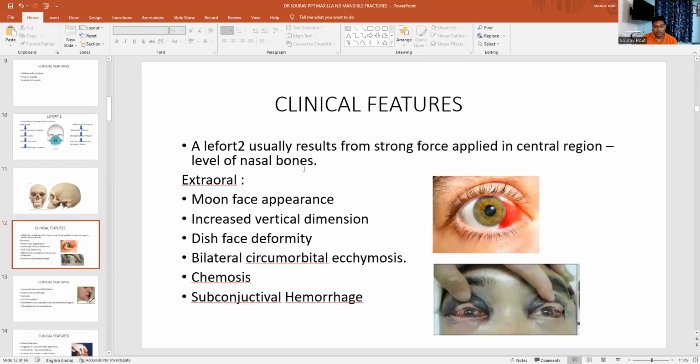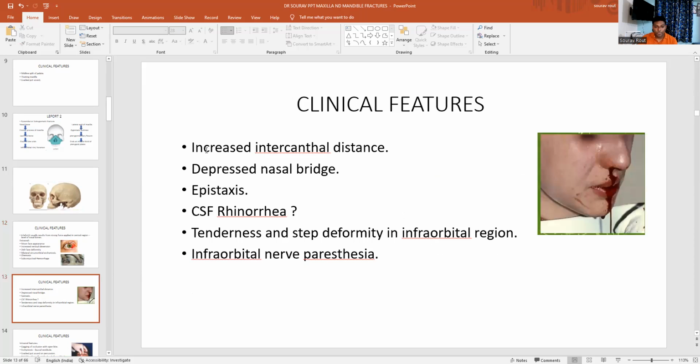What are the clinical features? Clinical features of Lefort 2 usually result from strong force applied in the center region at the level of the nasal bone. Extraoral features can include moon face appearance, increased vertical dimension, dish face deformity, bilateral circumorbital ecchymosis, chemosis, you can see, and subconjunctival hemorrhage. In this picture, you can see. Clinical features are increased intercanthal distance between the two pupils, depressed nasal bridge, epistaxis, and CSF rhinorrhea can happen if this involves the cribriform plate.